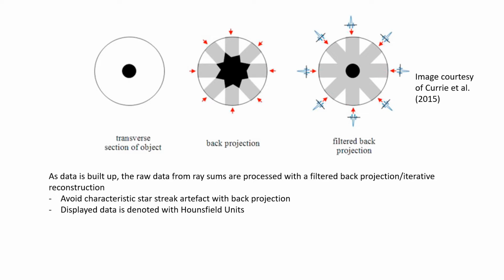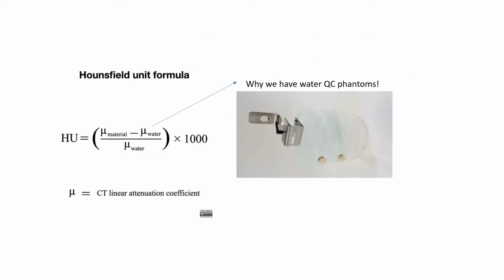Now the displayed data is characterized using Hounsfield units. This equation here represents how the attenuation coefficient of a material is converted to Hounsfield units. I'd like you all to just take note of one thing, and that is it is subtracted or compared to as a percentage of water. This is important because it explains why most CT quality assurance phantoms have water in them. This ensures scanner's uniformity, denoting the evenness of the displayed Hounsfield unit in the phantom, and scanner linearity, or how close the measured Hounsfield unit is to actually water.